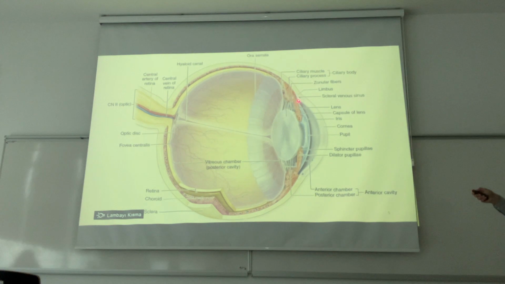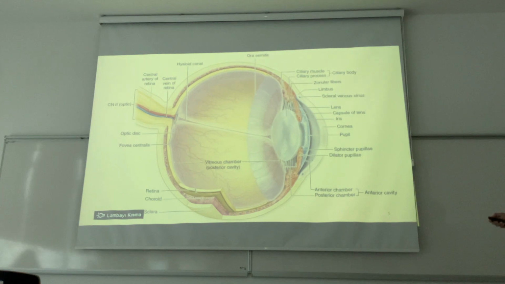The end piece of the vascular layer is our iris. It covers the eye from this side, and in the middle of the iris we have a hole. What is the name of this hole? The pupil, in the middle of the iris.